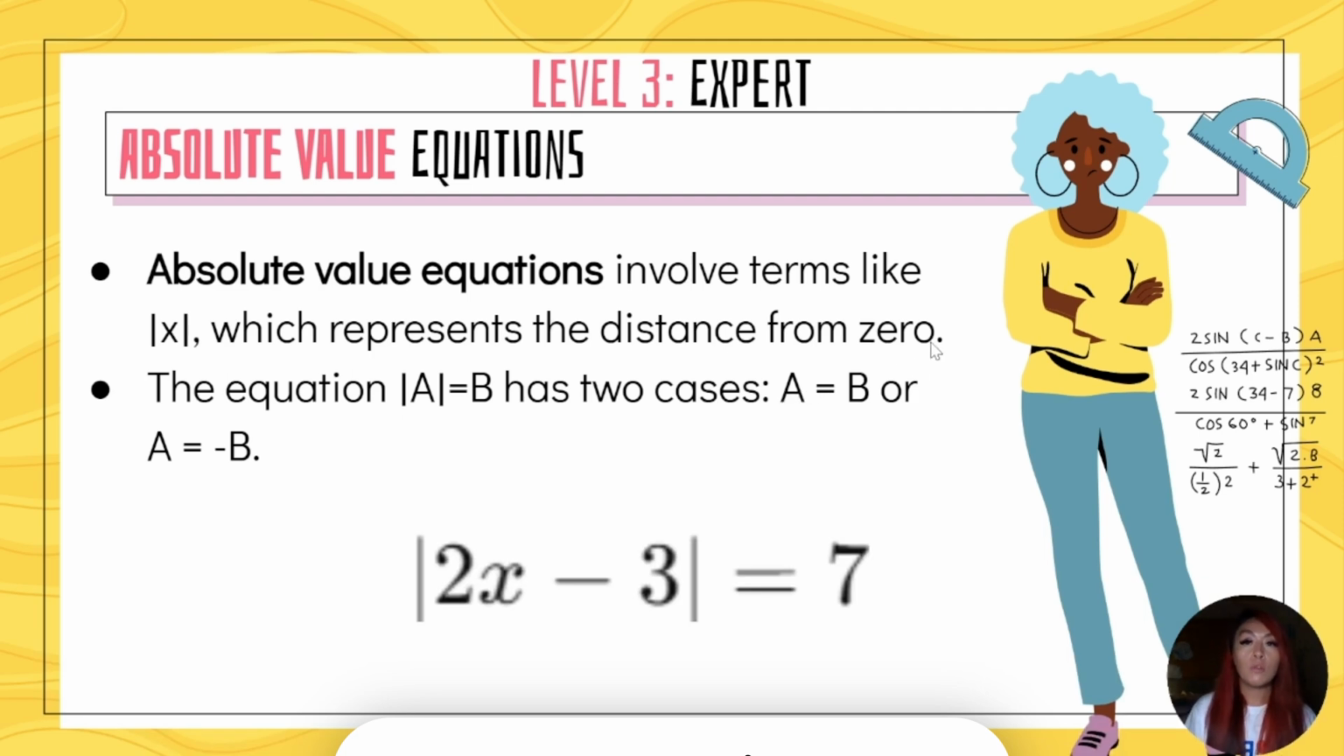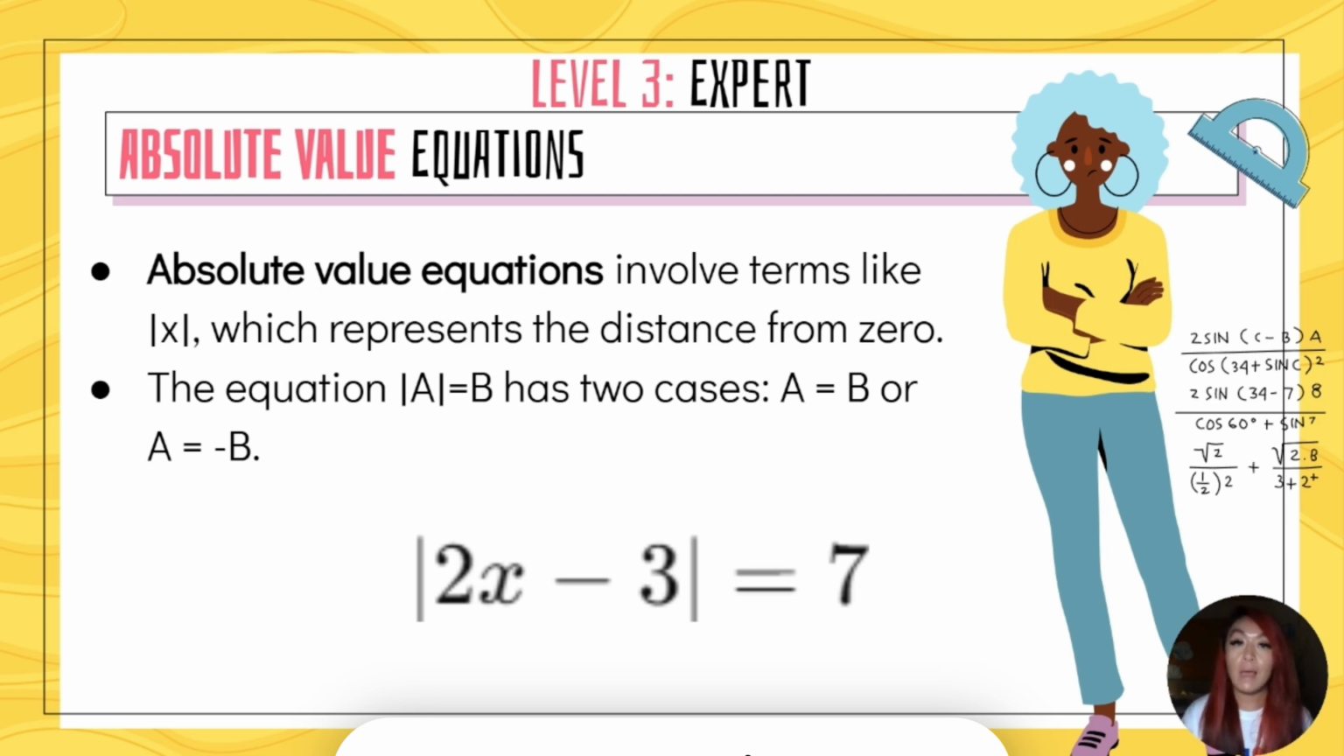In Level 3, we'll look at absolute value equations. Absolute value equations involve terms like the absolute value of x, which represents the distance from 0, right? Remember that absolute value represents distance, and that's why it's always the positive value of whatever's inside those absolute value bars. So the equation absolute value of a equals b has two cases, a equals b or a equals negative b, right? A can be either positive or negative.